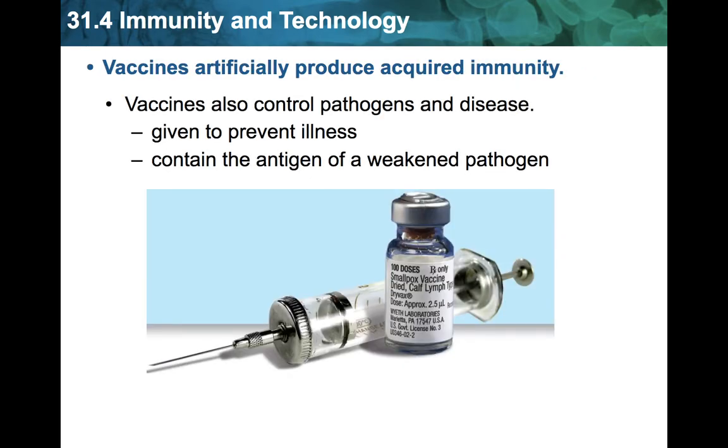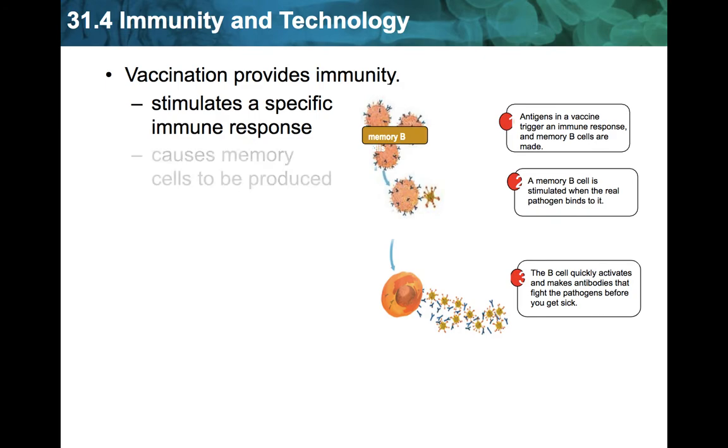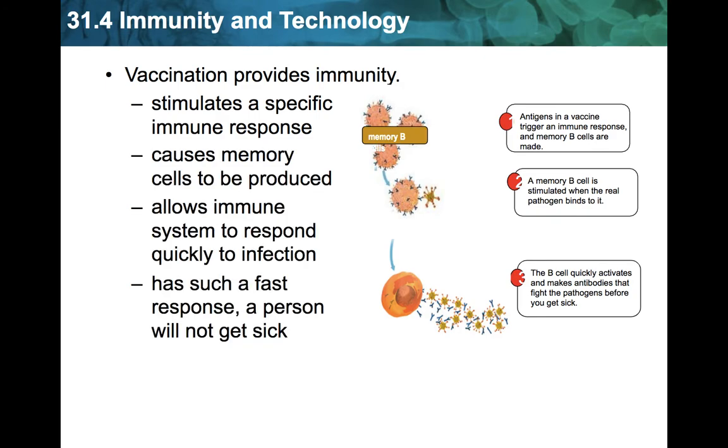We talked about vaccines before. I'm going to breeze through these because we've talked about all this before. Vaccines provide immunity and stimulate a specific immune response. They cause memory cells to be produced. This is how vaccines work. They allow the immune system to respond quickly to infection, and they have a fast response. A person will not get sick, so it's a really quick response.